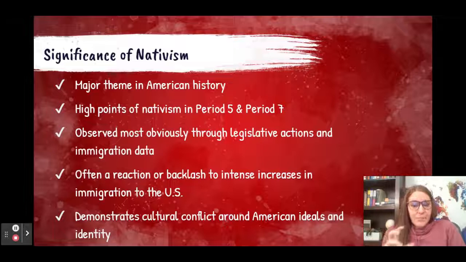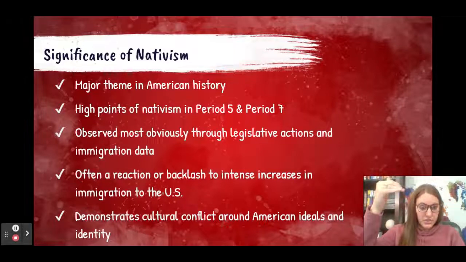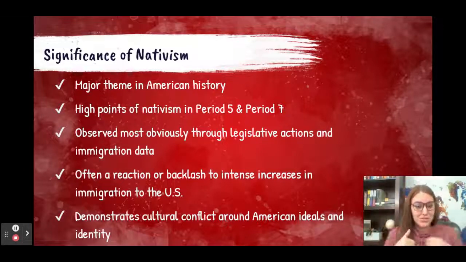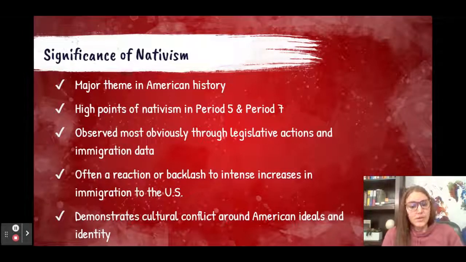We see it as a backlash to intense increases in immigration. So, oftentimes, when you see rapid increases in immigration, you see a backlash, something that's trying to go against that. And that's when we often see the political cartoons rise up as well. It really demonstrates the cultural conflict around what America's ideals are and what an American identity means.